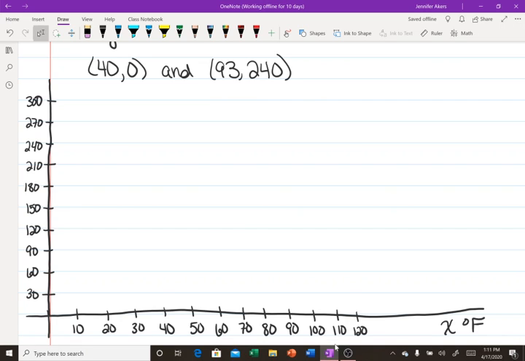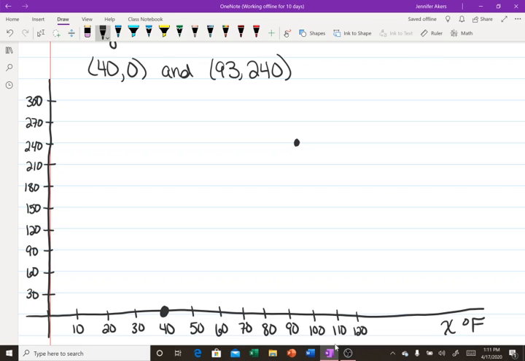And let's graph the points we have. We know we have 40, 0, and we have 93, 240. 93 is going to be closer to 90 than 100. Then I'm going to go up to the 240. I'm going to plot my point. And I'm going to think about my line.